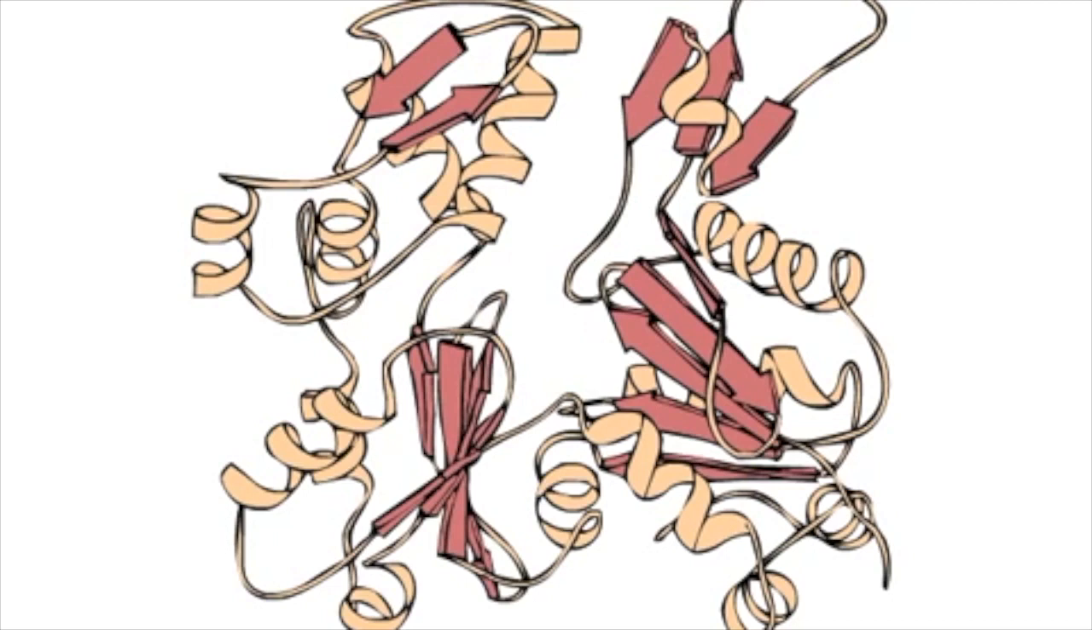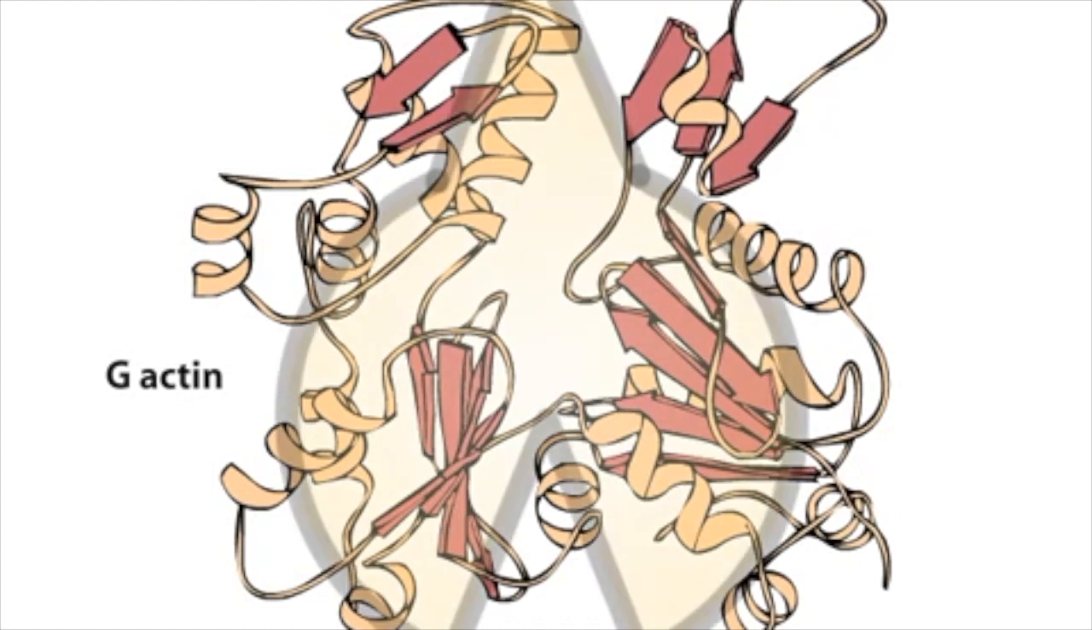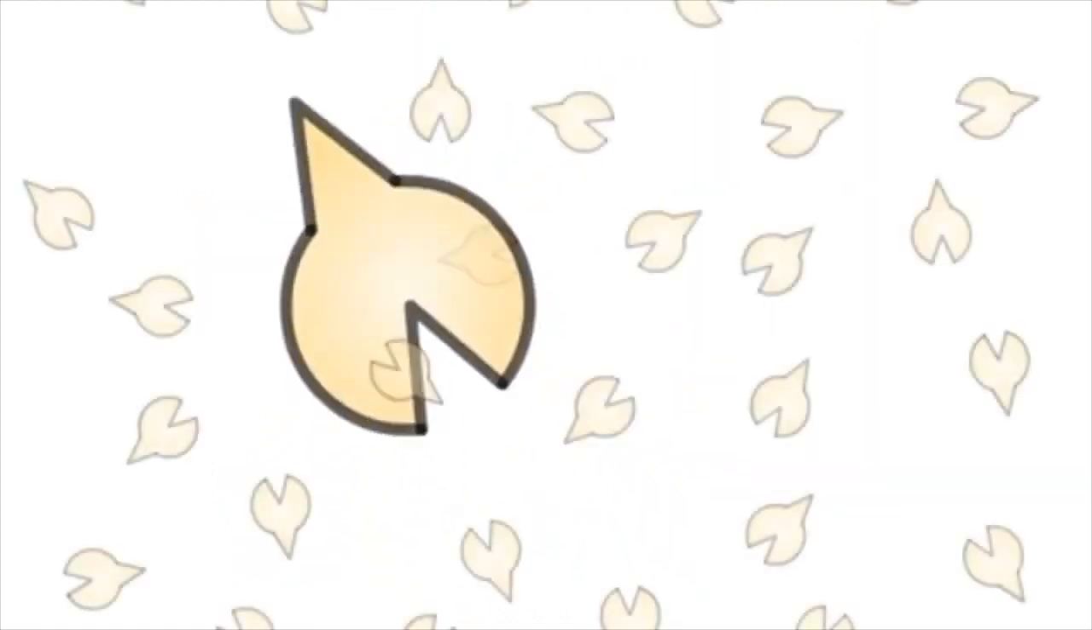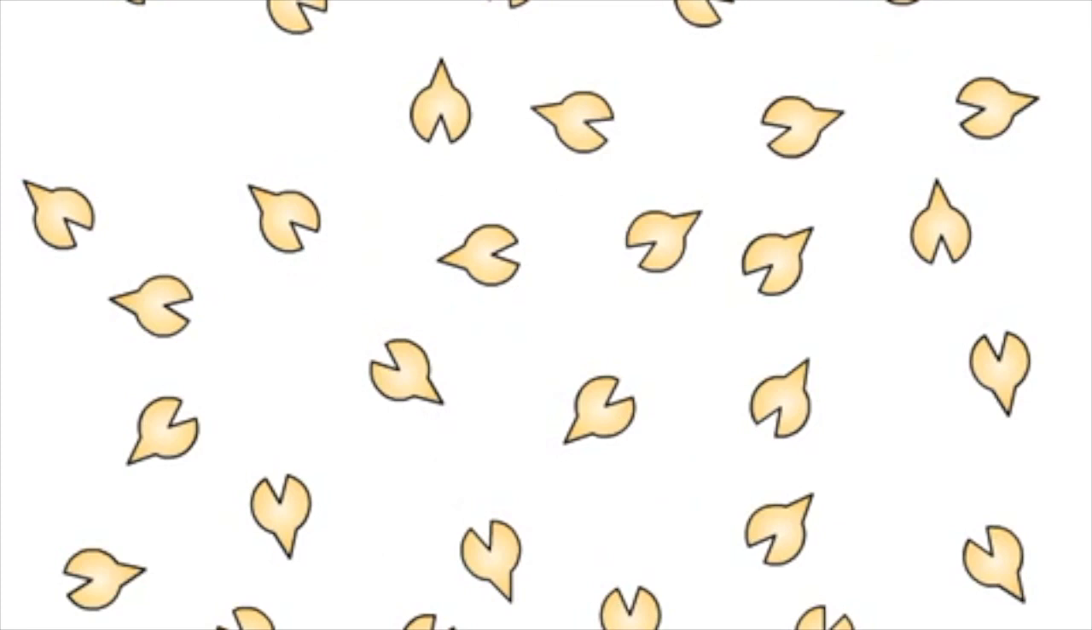The major cytoskeletal protein of most cells is actin. Individual actin molecules, also called G-actin, are globular proteins of 375 amino acids. G-actin is described as having a pointed end and a barbed end. G-actin monomers polymerize to form actin filaments.